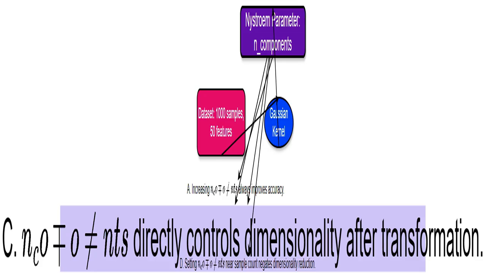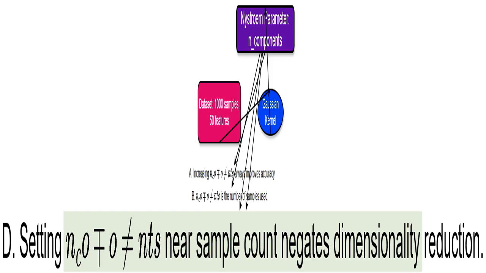This statement is true. The value you choose for N_components directly sets the dimensionality of the resulting data after the Nystroem transformation. It's like choosing the resolution of a picture. A higher number means a more detailed but larger image. I agree, this is also true.